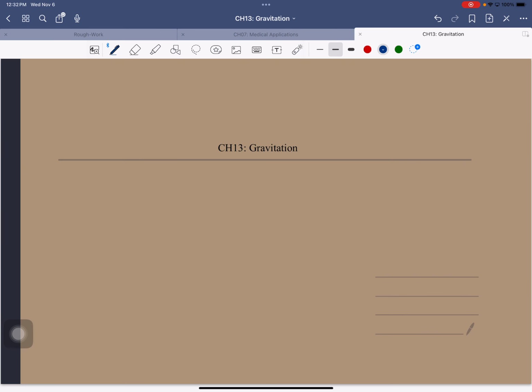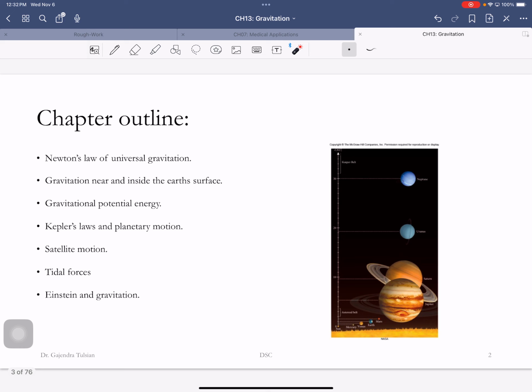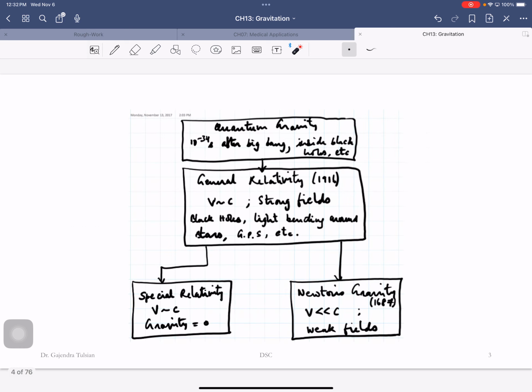All right, so we are talking, and this chapter is on the subject of gravitation. And there are all these topics that are covered. We'll talk about that.